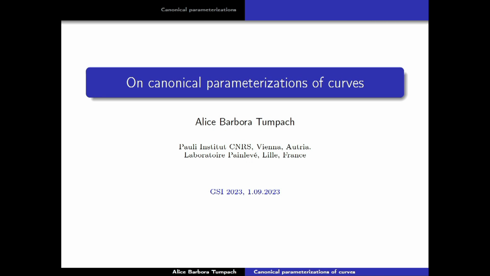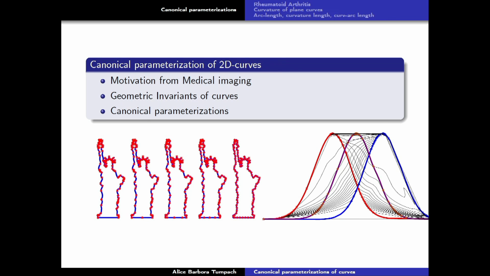So I will just speak about curves and how to parameterize them in an appropriate way, depending on applications, and eventually decrease the number of points necessary to accurately sample a curve. So you all know, I suppose. I will give a motivation from medical imaging, and I will speak about geometric invariance of curves and canonical parameterizations.